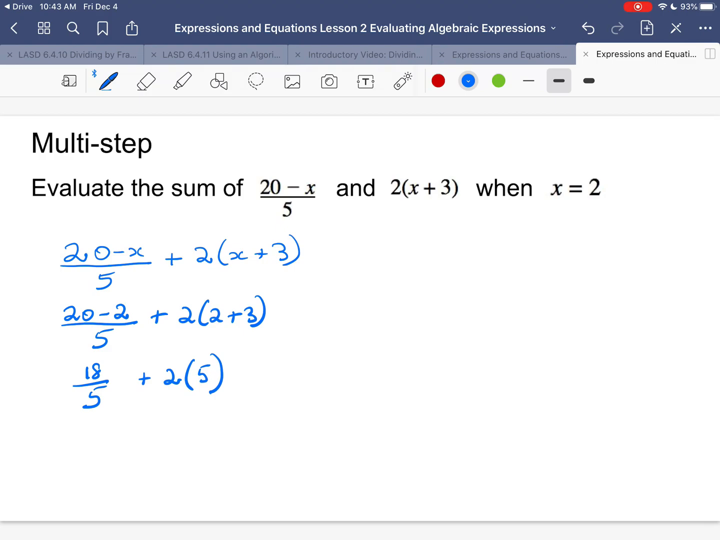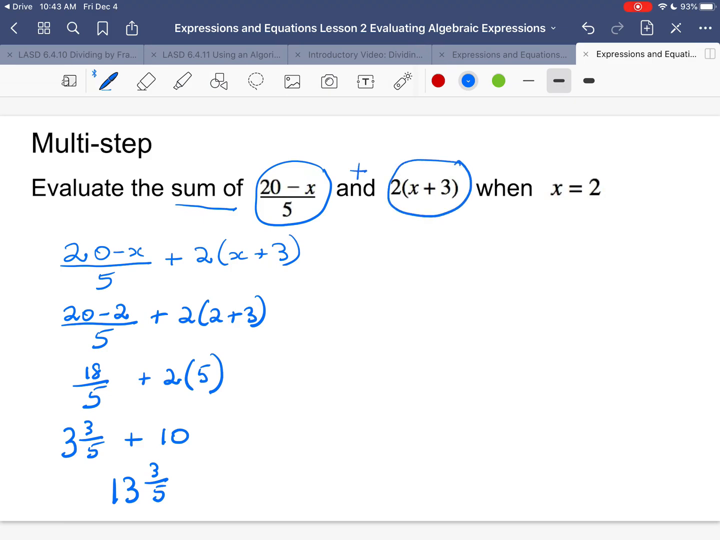And then 18 over 5, I'm going to write that as a mixed number. So 18 divided by 5 is 3, with 3 left over, so 3 and 3/5, plus 2 times 5 is 10. And now I can add these together. 10 plus 3 is 13, and then 3/5. So when we evaluate the sum of, it means add, 20 minus x over 5 and 2 times x plus 3. So these are added together. When x equals 2, the value is 13 and 3/5.